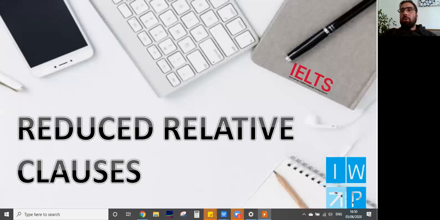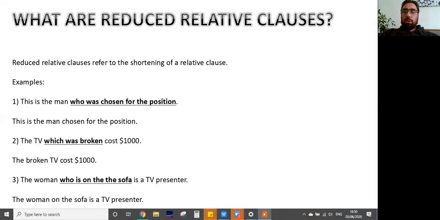Okay, now we're going to go on to something that's a little bit more advanced, and we have reduced relative clauses. So reduced relative clauses refer to shortening. So we have a long relative clause, and we're going to shorten it to make it shorter. So just a few examples before we explain how we can shorten relative clauses. We have number 1. This is the man who was chosen for the position. This is the man chosen for the position. So we're dropping here, we're reducing the relative clause.